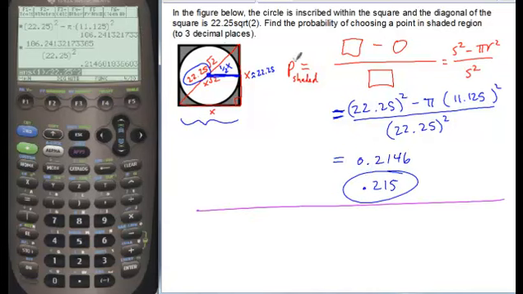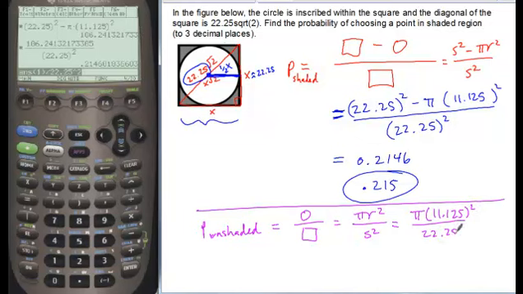We could also solve this problem by finding the probability of the unshaded region. It's a little bit easier calculation, because the unshaded is just the circle divided by the whole thing, the square. So if you took pi r squared divided by s squared, plugged in these same numbers, 11.125 squared and then 22.25 squared, this would give us the probability of the unshaded region.